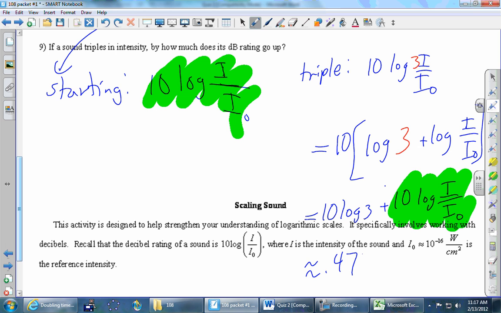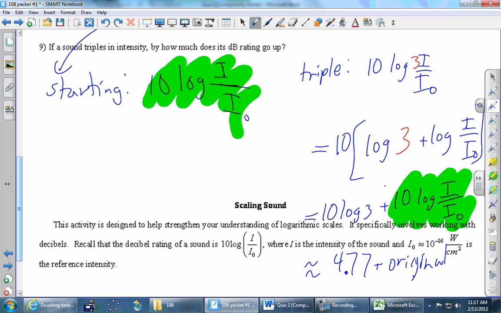0.477. 4 points. Okay, then times the 10. Okay, 4.77 times the 10. So if you triple a sound, what happens to its decibel ranking? It goes up by 4.77.